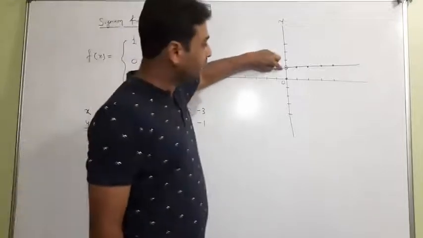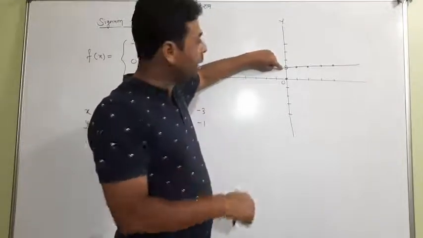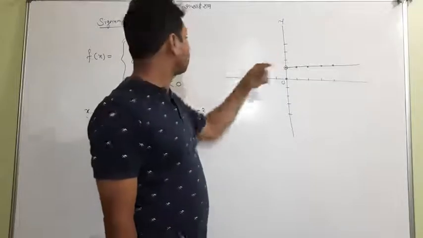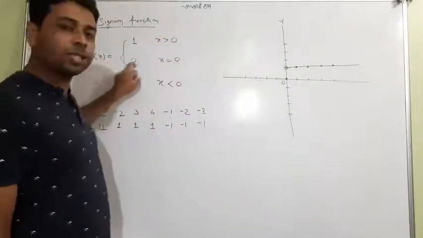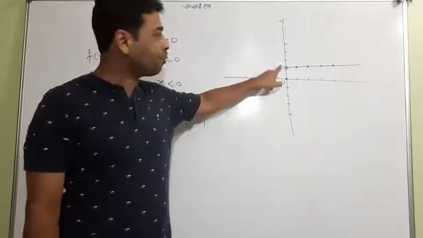But this is the point when x equals 0, y equals 1. This is the point x equals 0, y equals 1, and it is not here. And we should know that at x equals 0, the value of y is 0, which is this point. So we have to exclude from there.